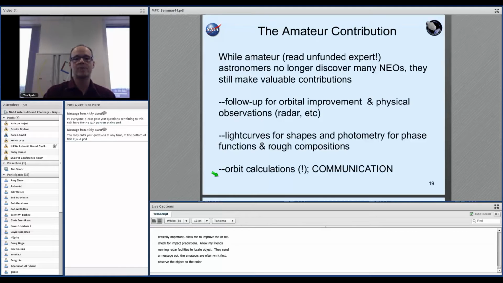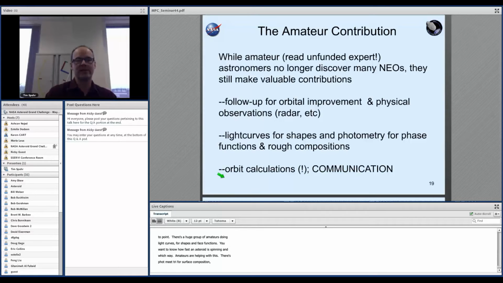There's a huge group of amateur astronomers doing light curves. This is for shape models and spin orientation. Think about how important that is. If you're going to send an astronaut to an asteroid, you want to know how fast it's spinning and which way it's spinning. Amateurs are helping with this. There's photometry for phase functions, rough composition, surface composition, all sorts of things.